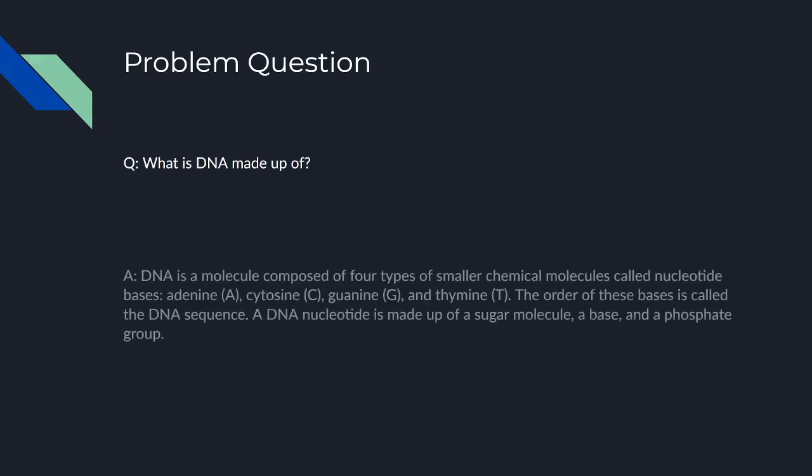Here it is. DNA is a molecule composed of 4 types of smaller chemical molecules called nucleotide bases, or nitrogenous bases. These are adenine, cytosine, guanine, and thymine. The order of these bases is called the DNA sequence. A DNA nucleotide is made up of a sugar molecule, a base, and a phosphate group.